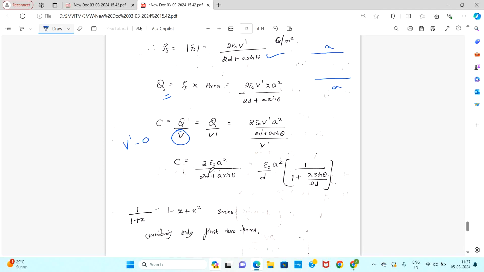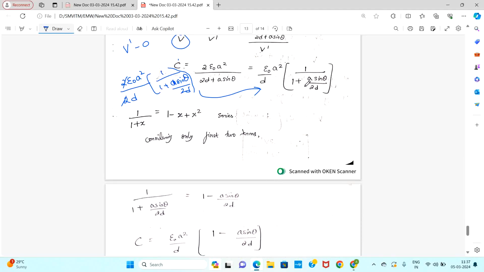Next, what they've done is they've taken epsilon A square outside, and in the denominator they've taken D as common. If I take 2D outside, this is the equation you have, right? Next step, epsilon into A square divided by 2D is taken outside. Here you have 1 divided by, if I take 2D common, 1 plus A sine theta divided by 2. If I take something common from the numerator, it should be divided by the denominator in the next term. This 2 gets cancelled. That's how we got this expression here.